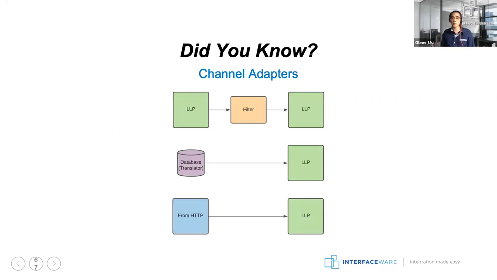Here are example channel configurations. The adapter can get messages from LLP, translator, or HTTP, and send them outbound to the channel via LLP. The purpose of the channel adapter is to be flexible enough to connect to any source system and scalable to reuse for all use cases.